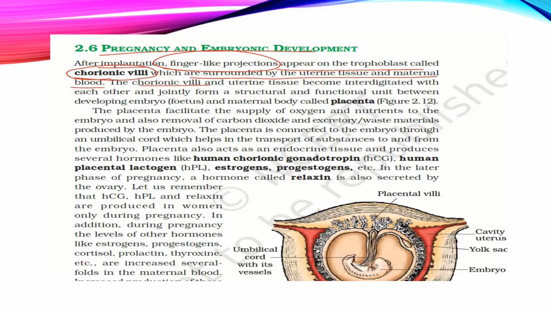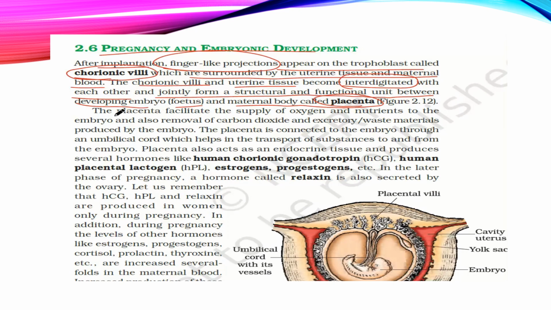Now the chorionic villi and the uterine tissue become interdigitated with each other, that is, they are united with each other. They jointly form a structural and functional unit between the developing embryo, the fetus, and the maternal body, called the placenta. So there is an organ formed in between the mother and the fetus. That functional and structural unit is called the placenta.